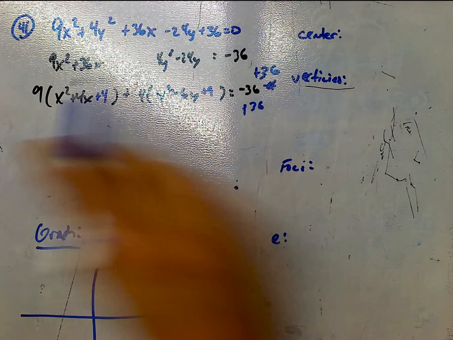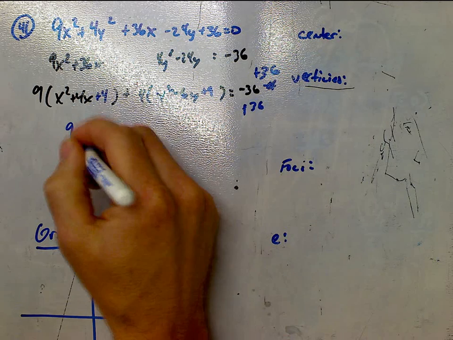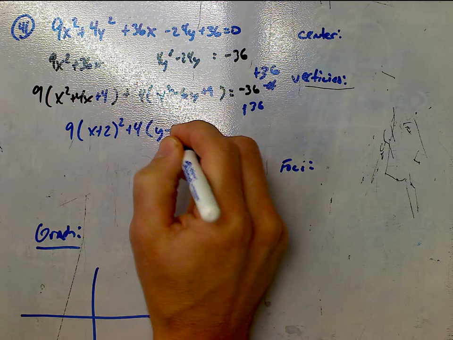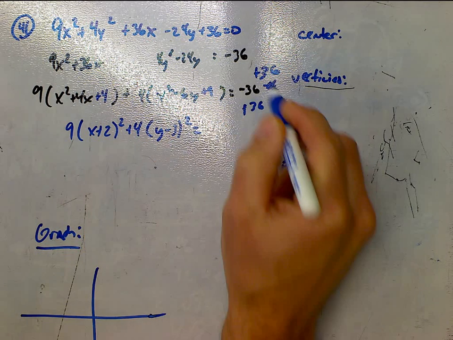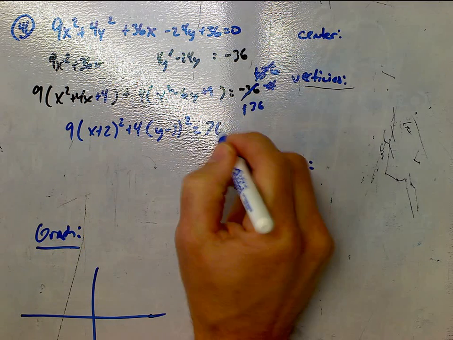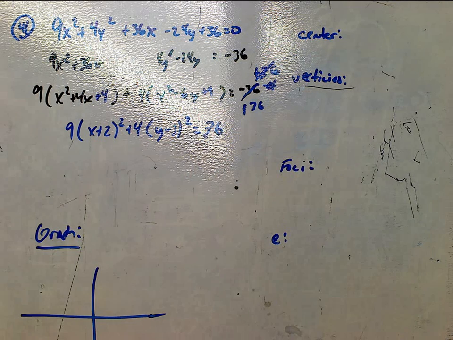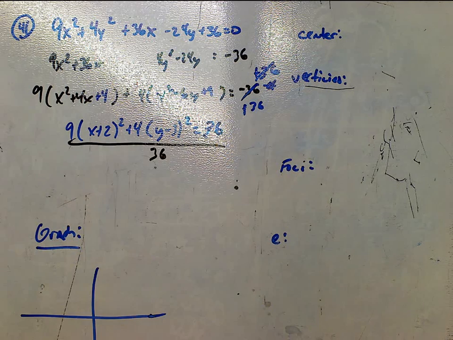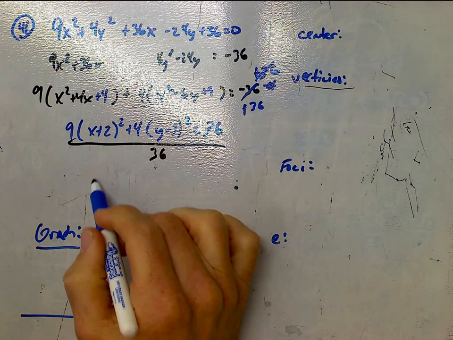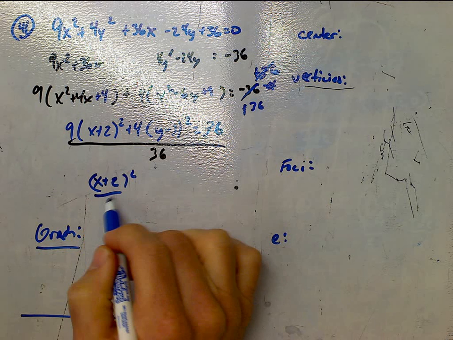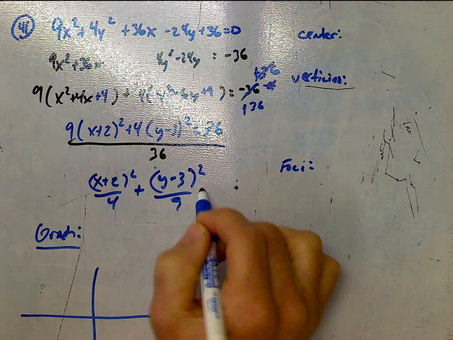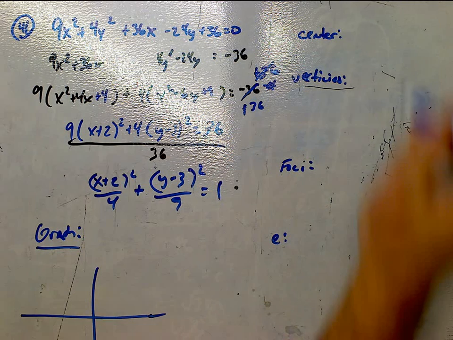So that gives me 9 times x plus 2 quantity squared plus 4 times y minus 3 quantity squared, equals positive 36. The next step is to divide everything by 36. And you come up with x plus 2 quantity squared over 4 plus y minus 3 quantity squared over 9 equals 1. Center, negative 2 comma 3.